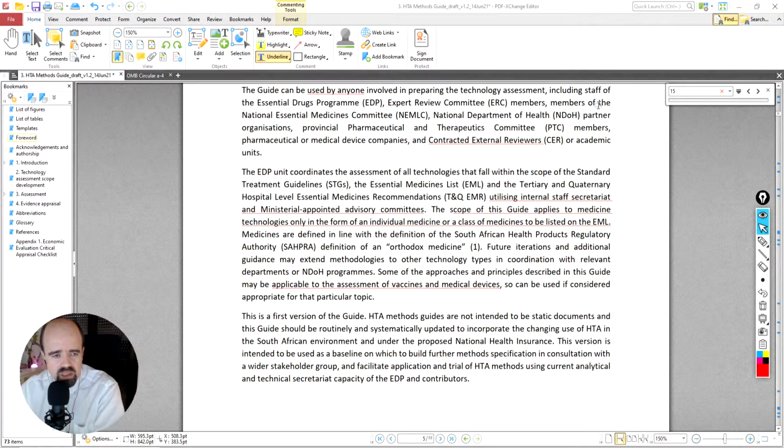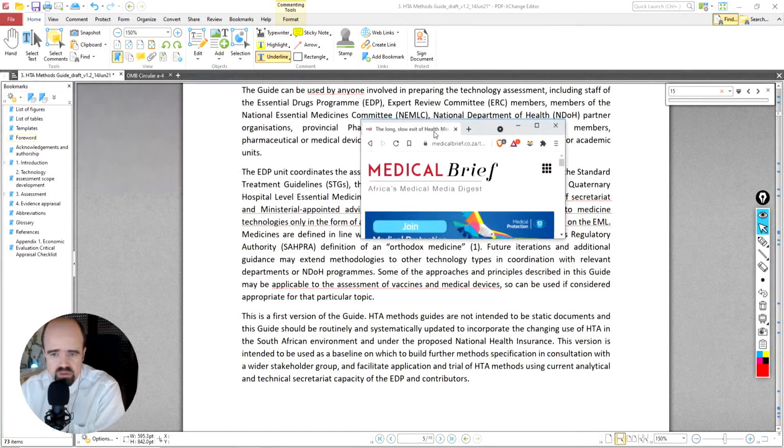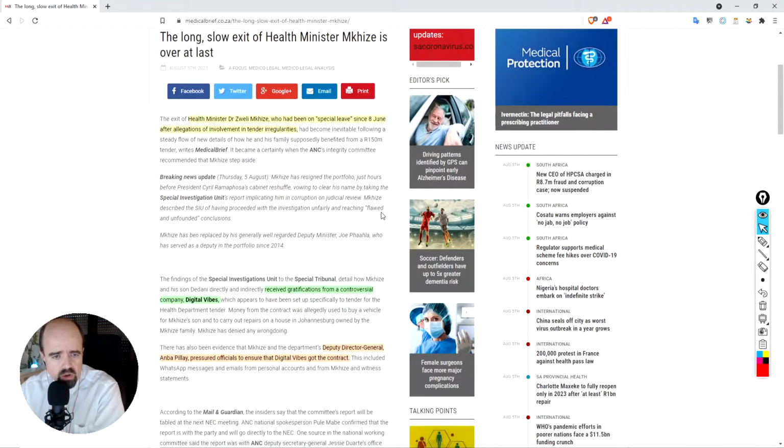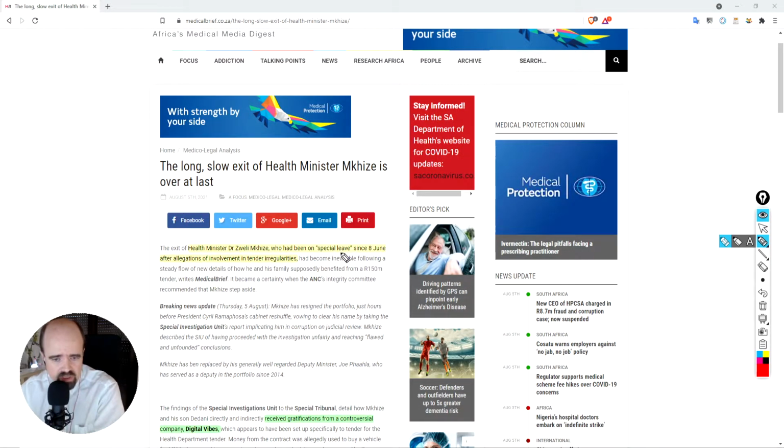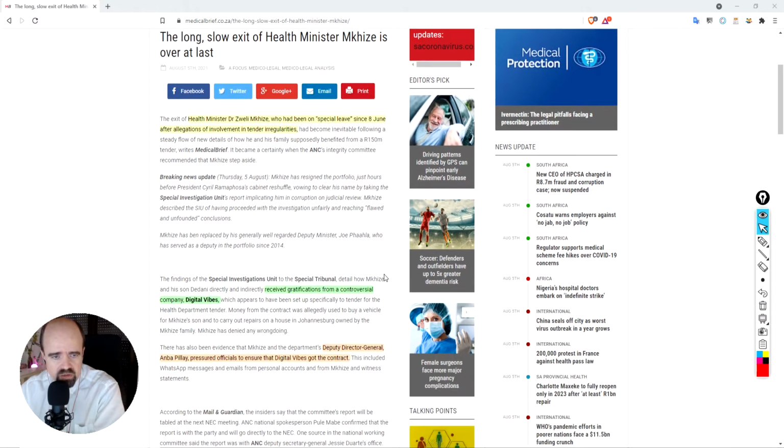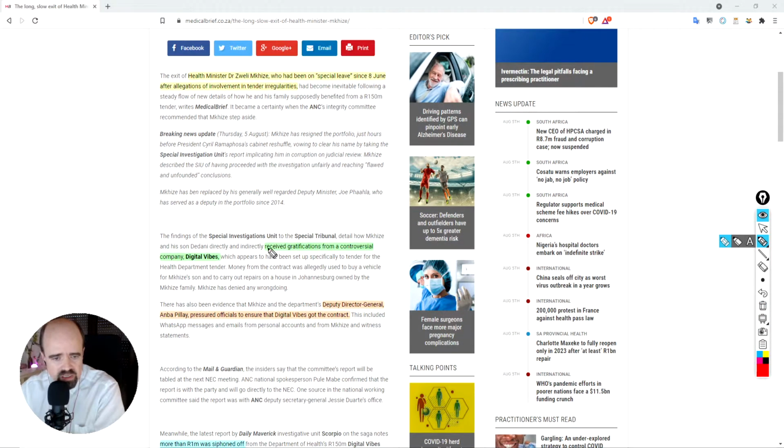Corruption in the South African healthcare system is quite high and results in significant unnecessary expenditure. A case in point is a recent report where the Minister of Health in South Africa has been put onto special leave since the 8th of June after allegations of involvement in tender irregularities related to the awarding of a Digital Vibes tender. More specifically, the Minister of Health is alleged to have received, directly or indirectly, gratifications from a controversial company, Digital Vibes.